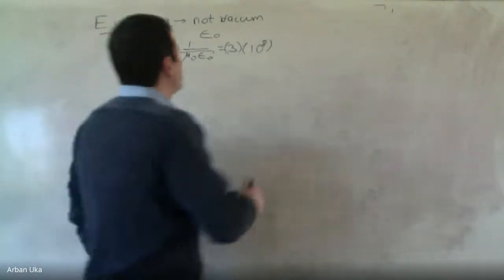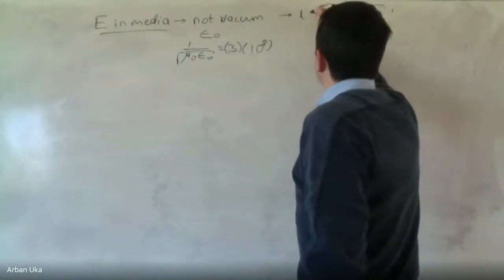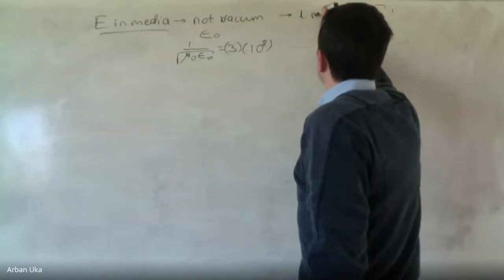But now we are talking about regions which are not vacuum. And these are two. The first type of medium can be a metal, a conductor.